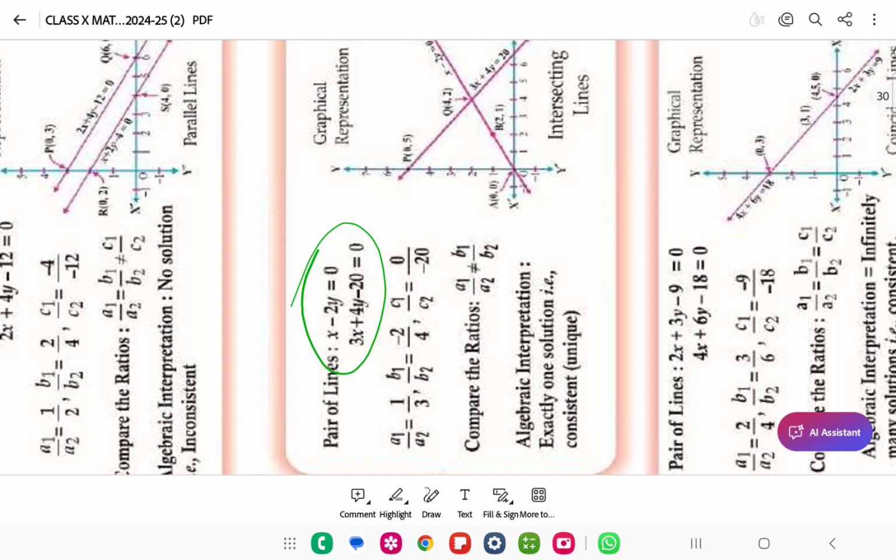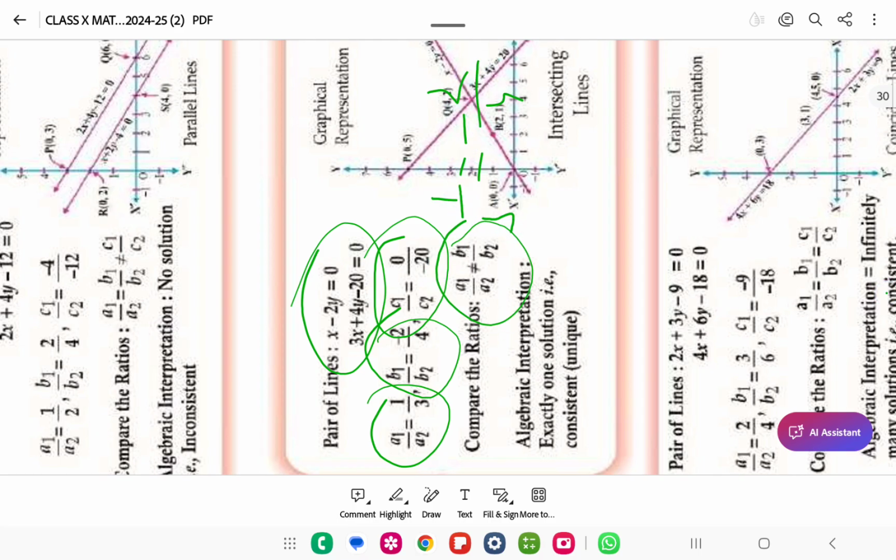Here a1 by a2 we have to take, that is 1 by 3, b1 by b2 is 2 minus 2 by 4, and c1 by c2 is 0 by 20. So by all means a1 by a2 is not equal to b1 by b2. It means 1 by 3 is not equal to minus 2 by 4. It means here there is no intersection taking place.